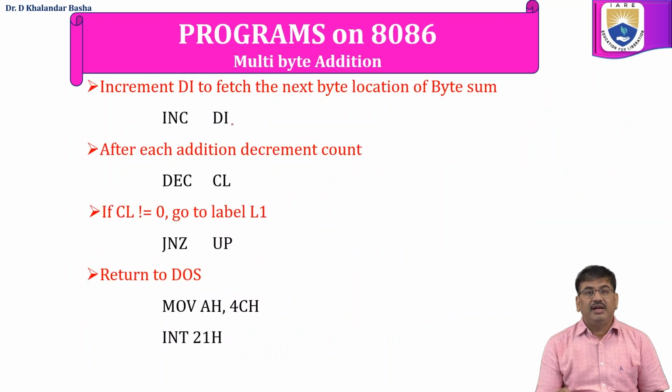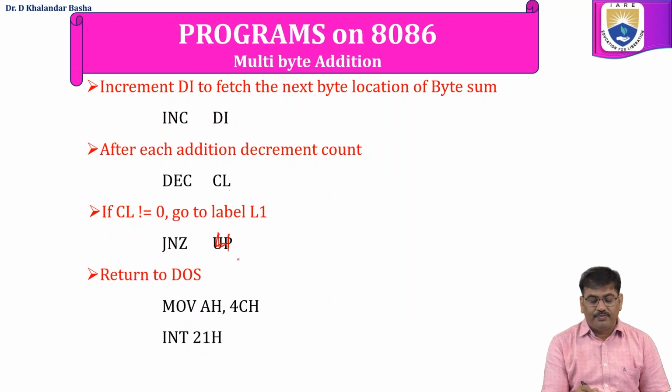So by using INC DI, this instruction is used for incrementing the DI to fetch the address of the next byte where we want to store. As one byte addition is done, we are going to decrement the count which is in the CL. So this iteration will be repeated until the CL content is equal to 0. So for that we are going to use JNZ, that is, jump to label 1. When the CL contents are not 0, then it will go to label 1. Otherwise, the subsequent instruction will be executed.